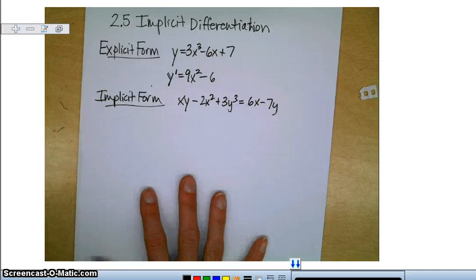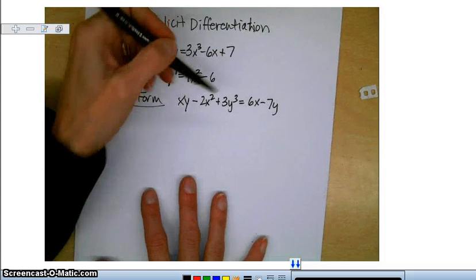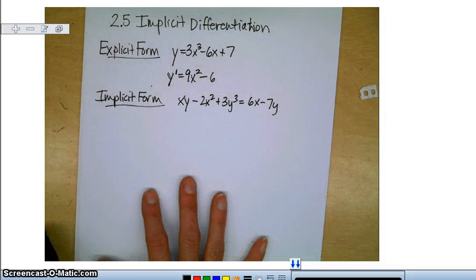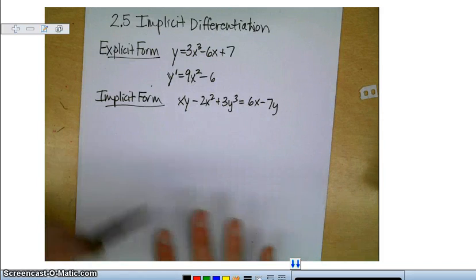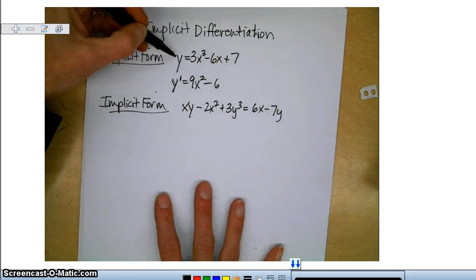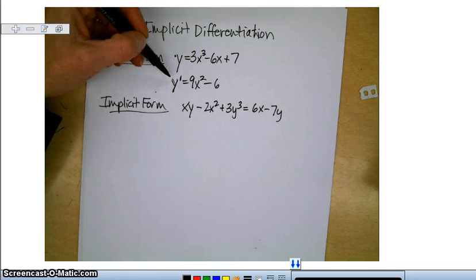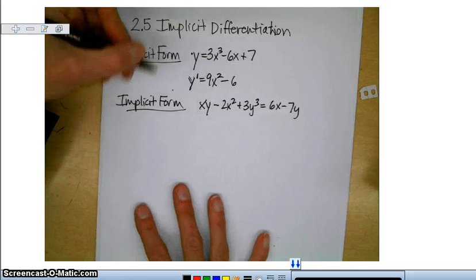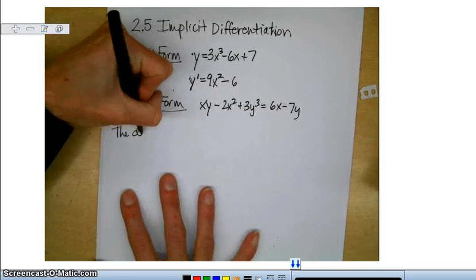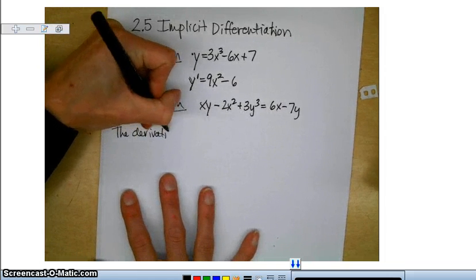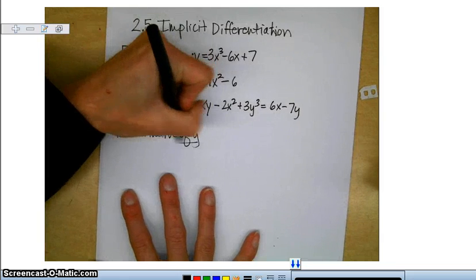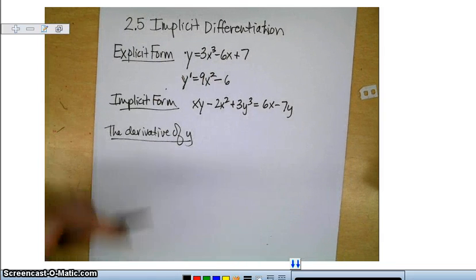But we have to get one concept through our head in order to help us understand how to do implicit differentiation, and that is the chain rule. Remember how I said the derivative of y? What's the derivative of y? Y prime. That's if it's just y. The derivative of y is what we need to get past. We have to get over the hump, the derivative.